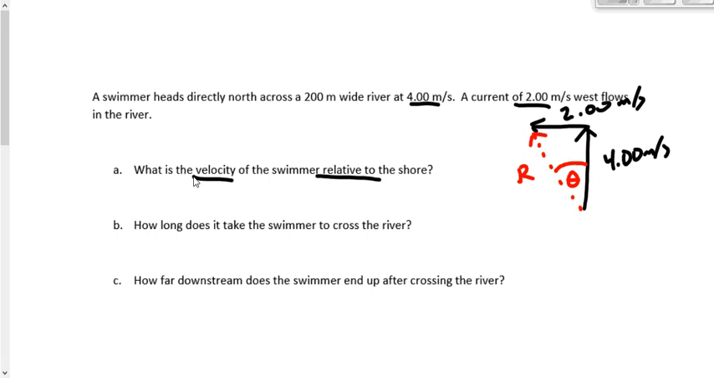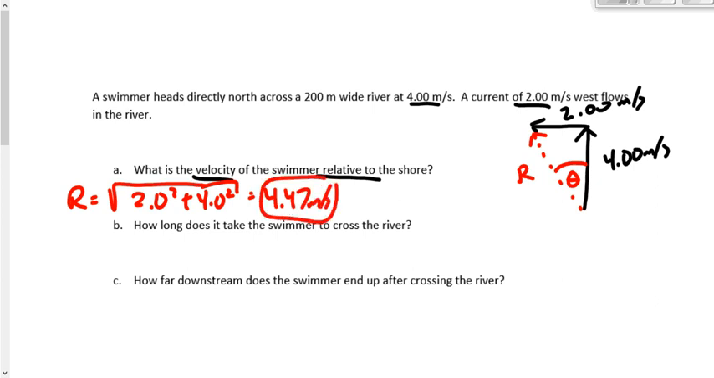All right, so we can find the value of r here fairly easily. r is going to be equal to the square root of 2.0 squared plus 4 squared. What do we end up getting for that? Square root of 4 plus 16, square root of 20 is 4.47. We're going to round that to 3 digits, wouldn't it? 4.47 meters per second. 3 digits because, of course, this is 3, and this is 3.